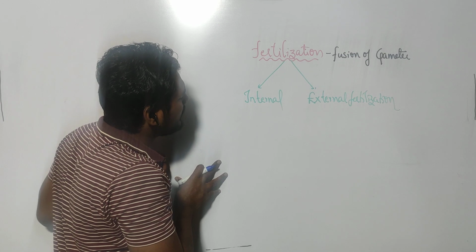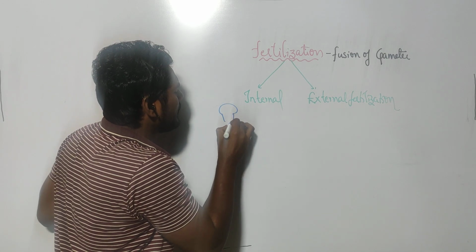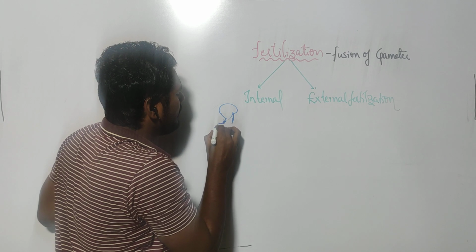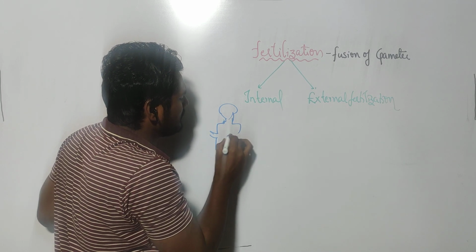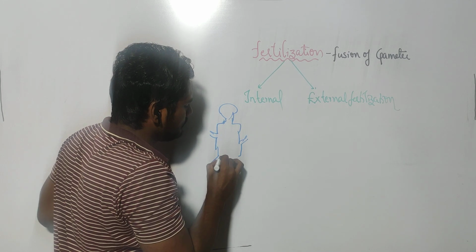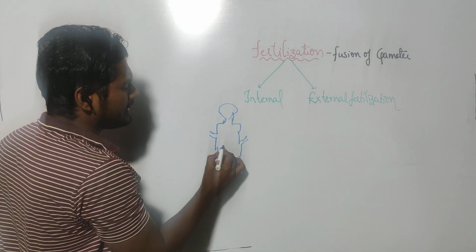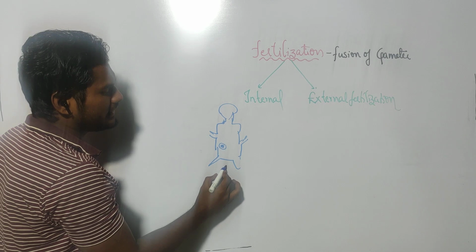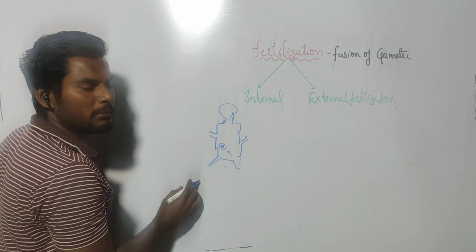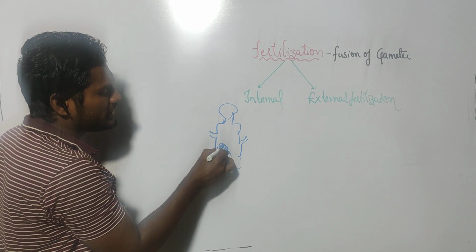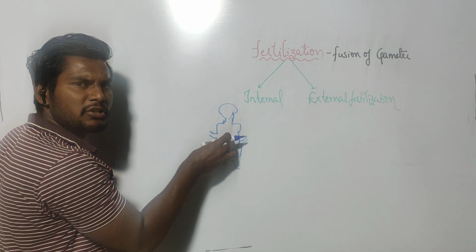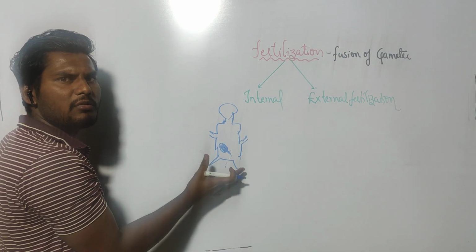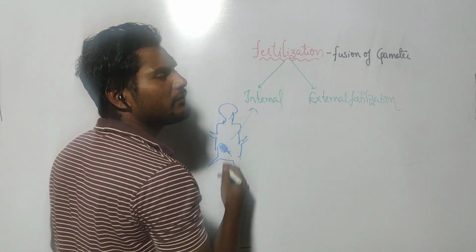Example number one is internal fertilization. In this internal fertilization, for example, imagine this is the female body. There is a presence of ovum in the female body. She participated in sex, and there is a transport of sperm. This is the sperm, and the sperm and ovum are fused here. Fused means what? Fertilization. So are they fused inside of the female body or outside? Inside. So fertilization is internal fertilization.